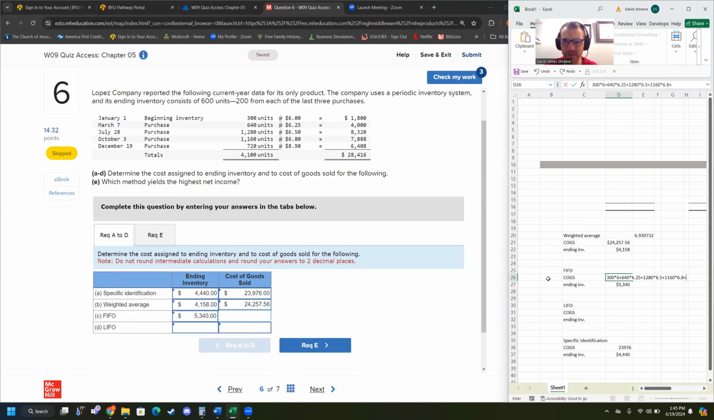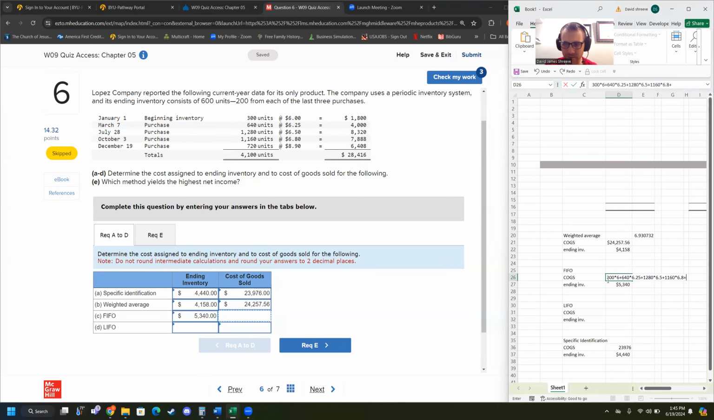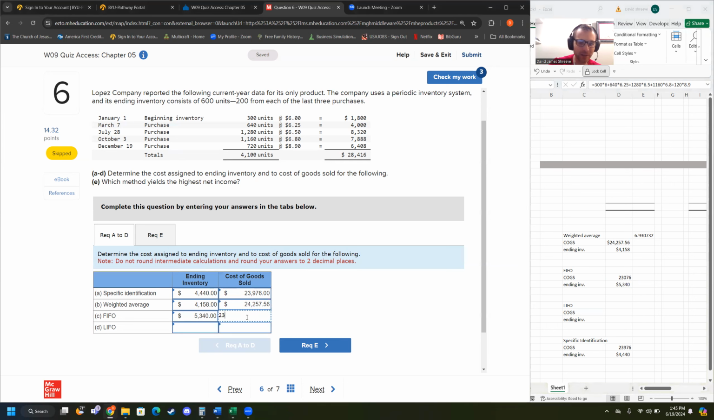We still got a plus. So we still got to remember we sold 120 of these ones. Okay, we'll do this first: 120 times 8.9. Now we're going to come over here, go equals, then enter, and it's going to give us numbers. And hopefully the correct one. That's our goal. 23076. Okay.